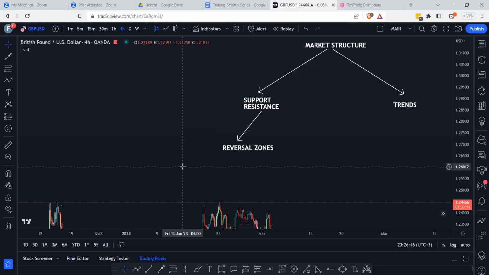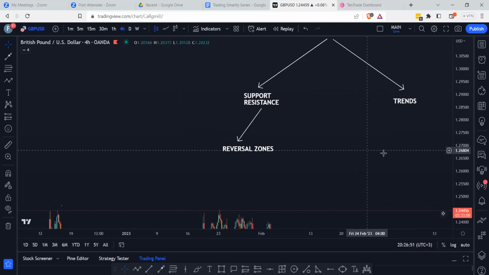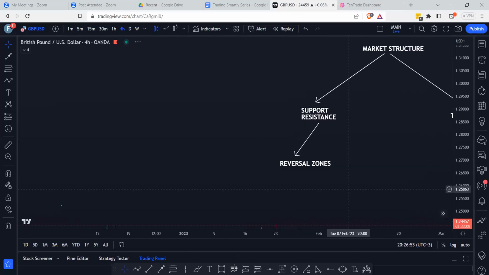So that's a bit of a backstory about support and resistance. Now, let's look at it in real time. Let's deal with support first. So what is support?